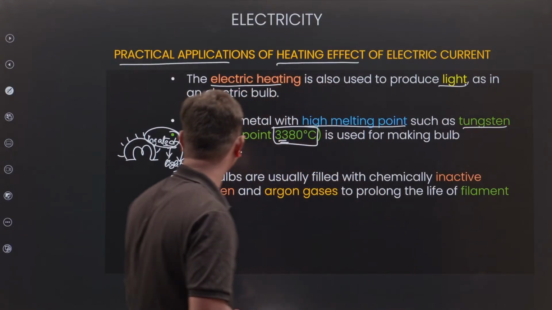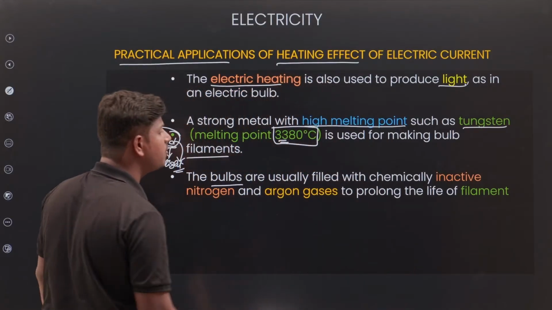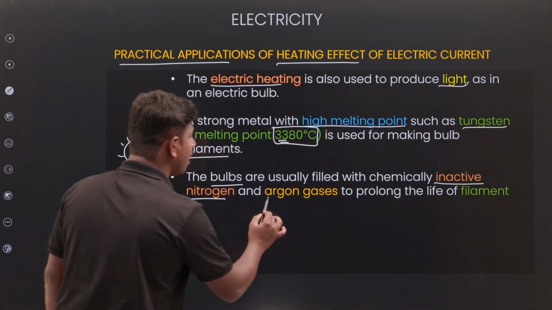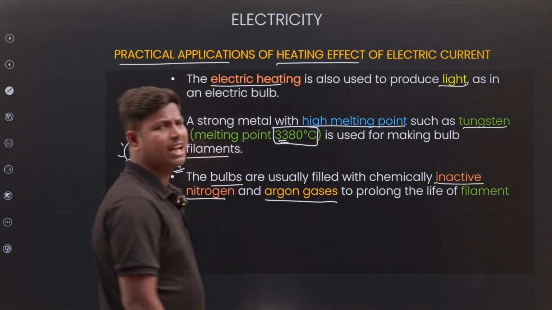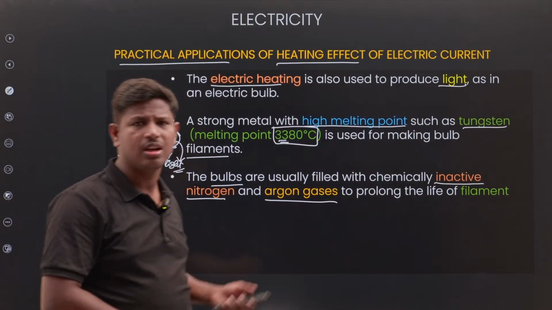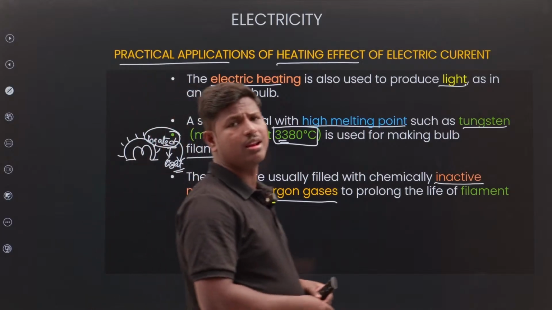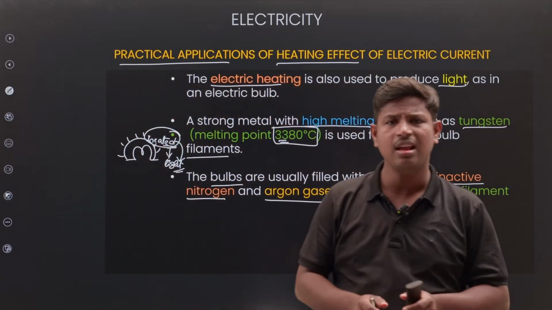Okay, next, the bulbs are usually filled with chemically inactive nitrogen and argon gases to prolong the life of the filament. Which gases do we use in a bulb? Nitrogen and argon gases.